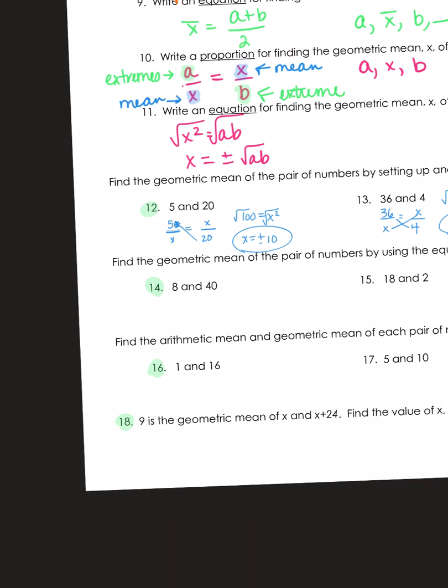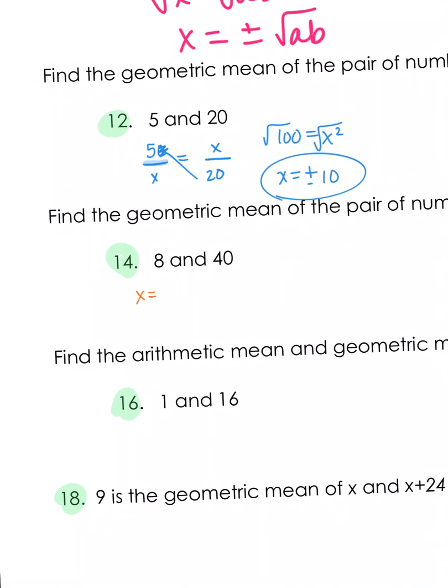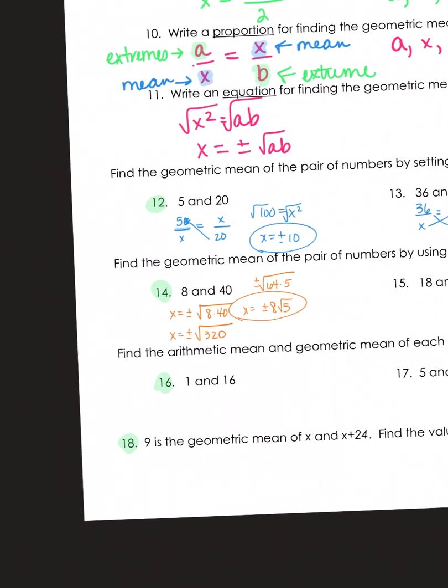So the geometric mean equation says that x is equal to plus or minus the square root of the product of 8 and 40. So we've got 320 there, and we're going to take the square root of 320. If you don't have a calculator, remember we need to break this down to a perfect square factor. So 64 goes into 320 5 times, and the square root of 64 is 8. So we've got plus or minus 8 root 5. Do make sure that you're leaving these in simplest exact form.